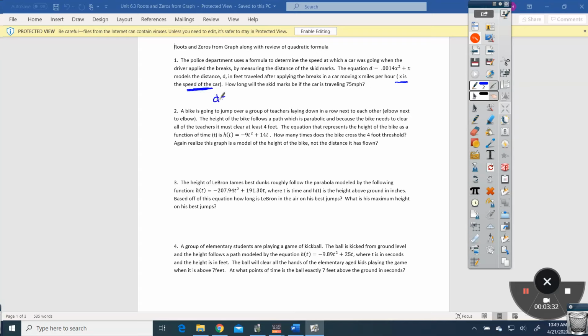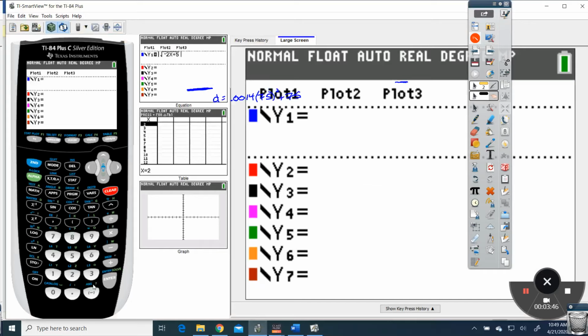So I just have to go d equals 0.0014 times 75 squared plus 75, and that's going to give me the distance of these skid marks. So I can go right to my calculator and type this in, 0.0014 times 75 squared plus 75. Enter.